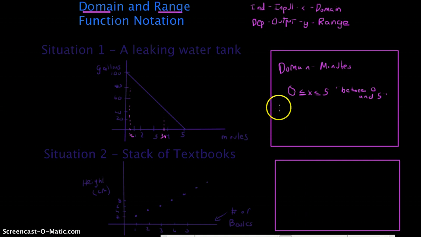My range, though, is going to be measured in gallons. And the gallons, every single y value between 100 and 0 has an x value. So every value between 0 and 100 is part of my range. And since they're the y values, I'm going to write a very similar expression. I'm going to say that the y's have to be between 0 and 100, and knowing that these are measured in gallons.